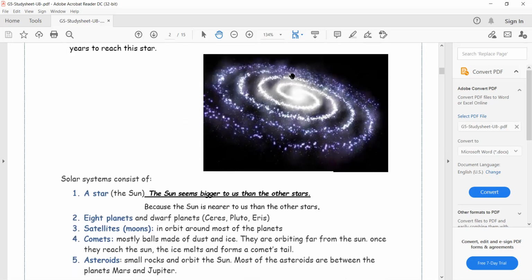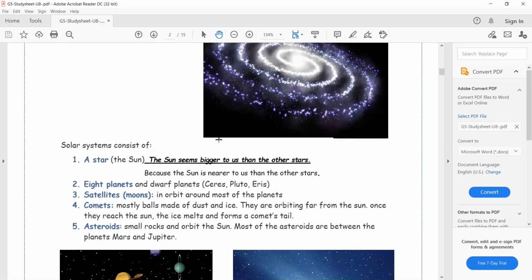This is the shape of our galaxy, the Milky Way galaxy. The sun is one of these stars. The sun is located here in one of the arms. This is the Milky Way galaxy. Of course, it's a spiral galaxy. The sun is located here at one of these arms.